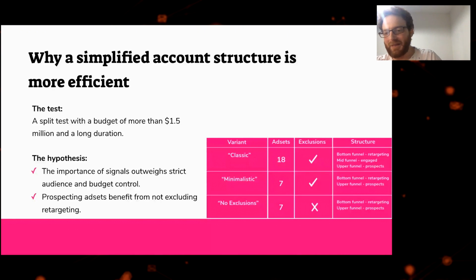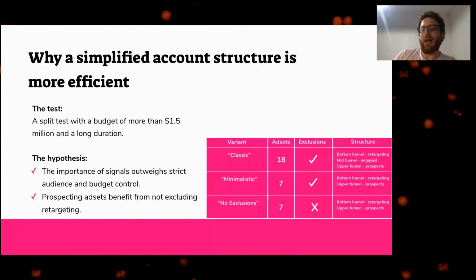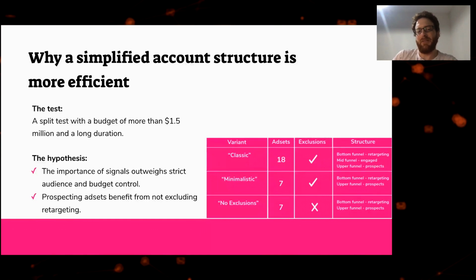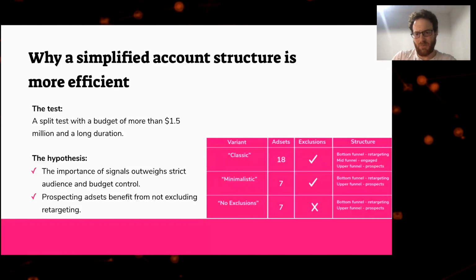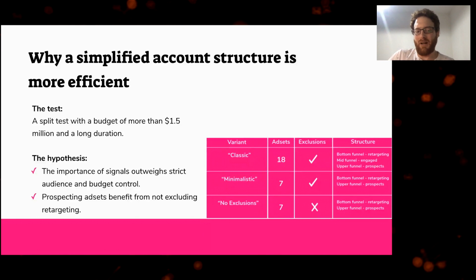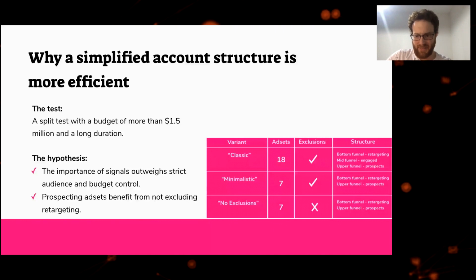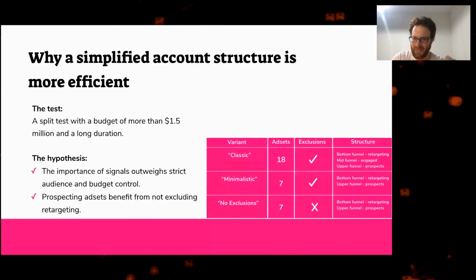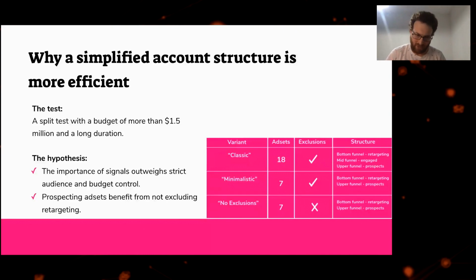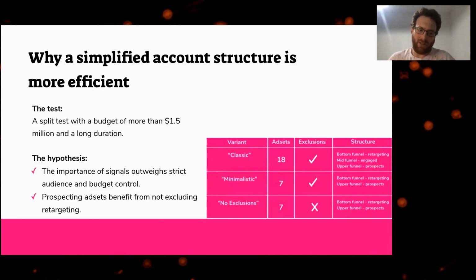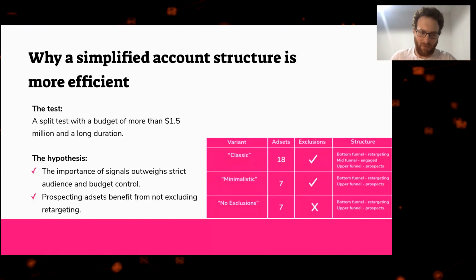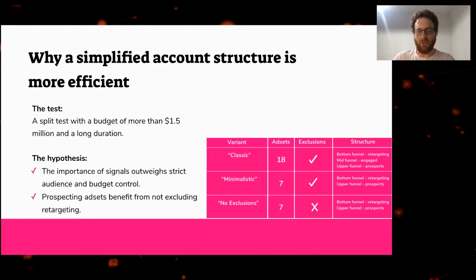And the spoiler is this version 1. The hypothesis we had, if this wins, is that the importance of signals outweighs the audience and budget control that we get with the classic approach. And also, if the no exclusion version wins, it basically means that we gain by teaching the prospecting ad sets with retargeting audience signals. It was amazing to see because, I didn't put it in the deck, but because we have a sign-in, all the users put their emails in, so we could actually see what was going on under the hood.